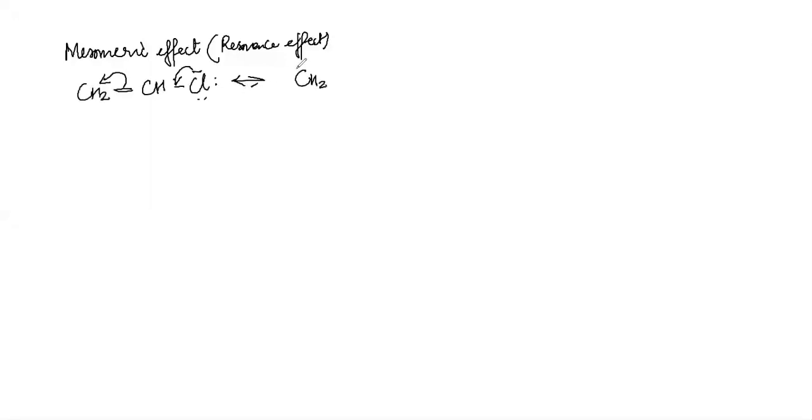CH2 minus, pair of electrons here, CH double bond Cl with a positive and two lone pairs of electrons. Remember, this is a charged species, this is a neutral species, and the neutral one will be more contributing to the overall structure. The more contributing resonance structure is the neutral one. This is less contributing, but that is also present.